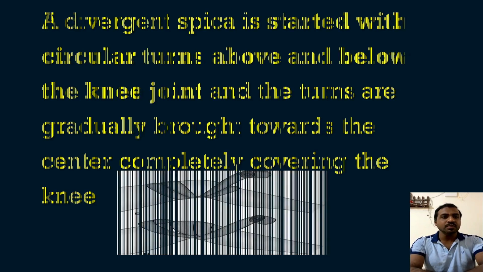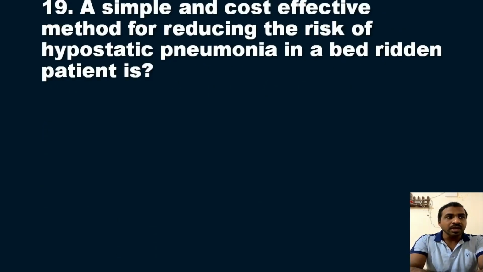Okay, so moving on to the next question, 19, the second last question in our ICU series. The question is: a simple and cost-effective method for reducing the risk of hypostatic pneumonia in a bedridden patient. So the question is very clear. What is the step we have to take to prevent hypostatic pneumonia in a bedridden patient?